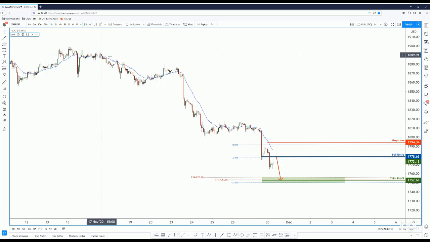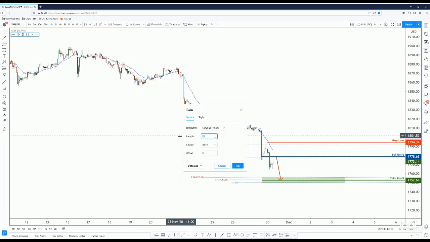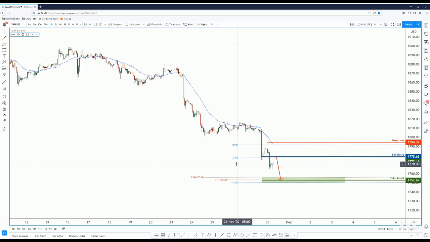I want to find a moving average that captures the trend nicely, which is what I call the natural moving average of the trend. So let's try 34. 34 looks better, and it's also just below our stop loss. We back the stop loss up a bit to give the trade room to breathe.